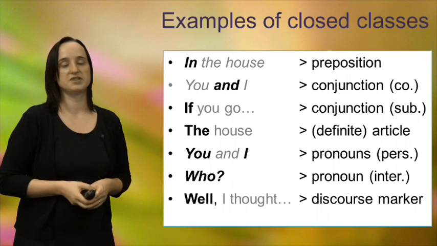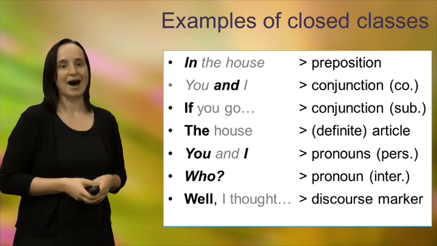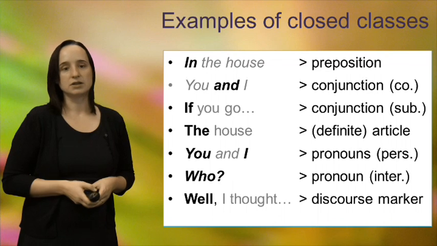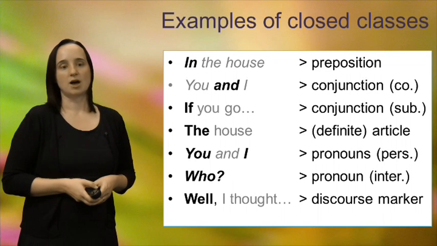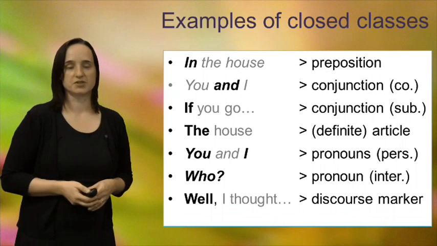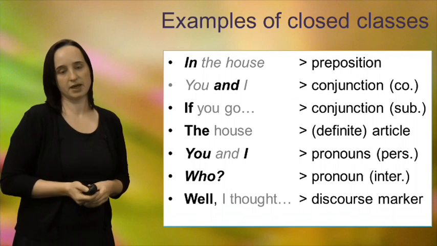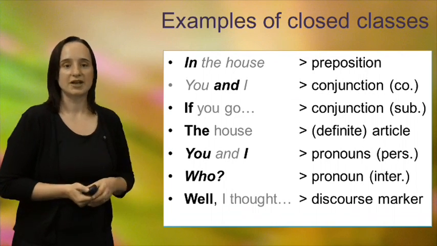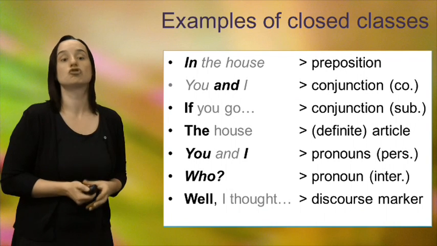And then there are all these other elements, sometimes called particles or discourse markers, and they're things like, well, I thought, I was like, and so on. So those are all these little elements that appear as we speak, but that kind of structure our discourse and have a function in that way.